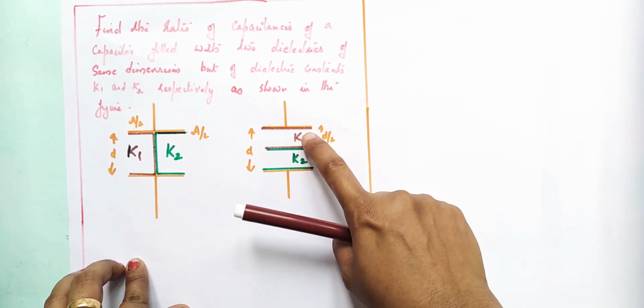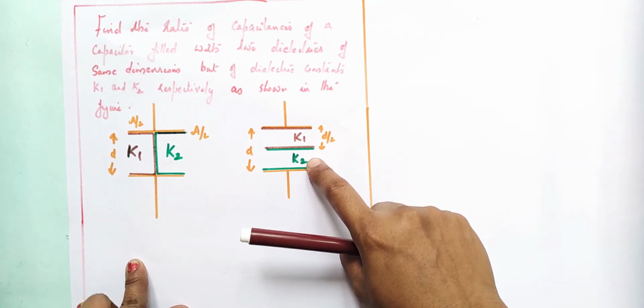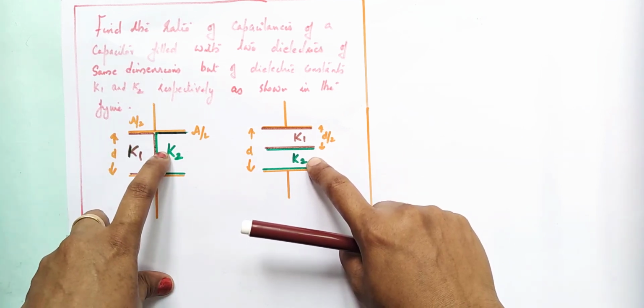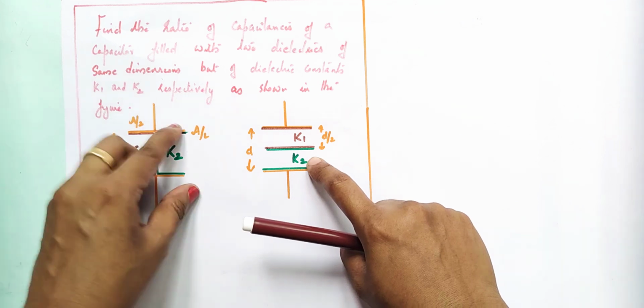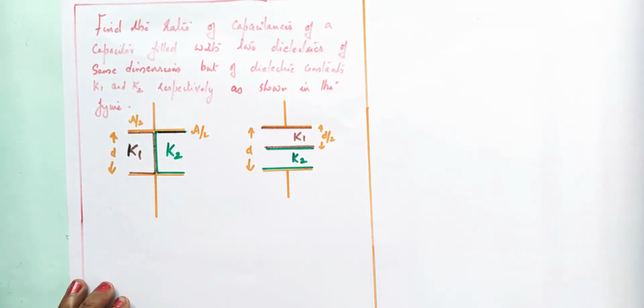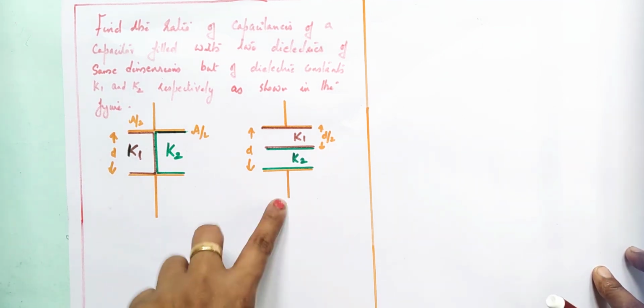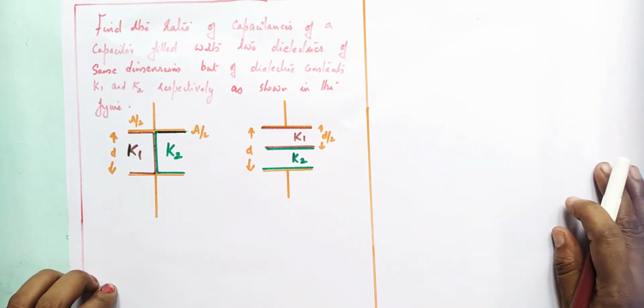In the second figure the separation is divided into two. D by 2 is filled with K1, and the next D by 2 is filled with K2. So that's the change. In the first case the separation remains constant but the area divides. A by 2 is filled with K1, A by 2 is filled with K2. So that is the change. We have to find the ratio of the capacitance in these two cases, C1 and C2.